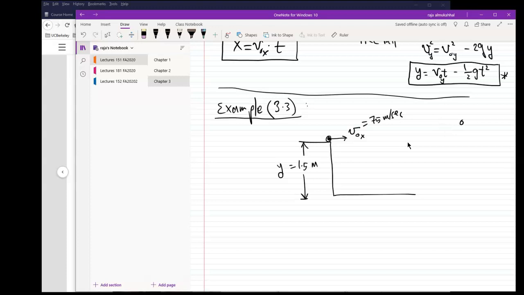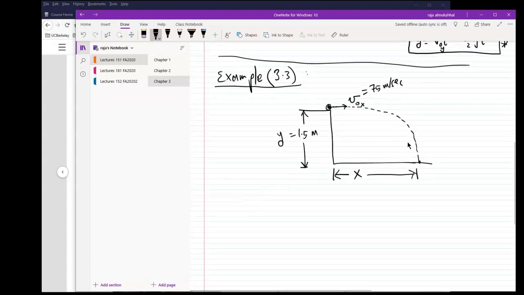So what's going to happen is that the bullet is going to follow a parabolic path, and then it's going to fall somewhere, let's say here. So that would be the range X. See what I'm saying? And there we go. We have this diagram, and he's asking for the time of flight, the total time, and X.